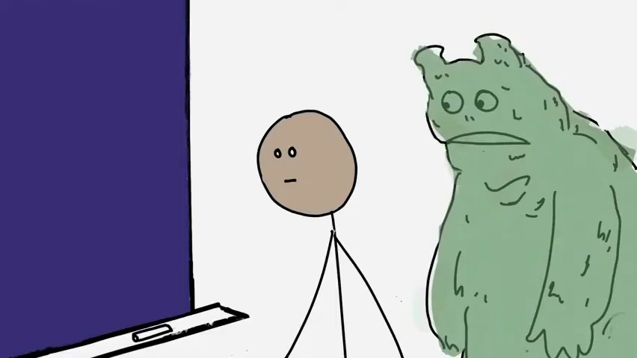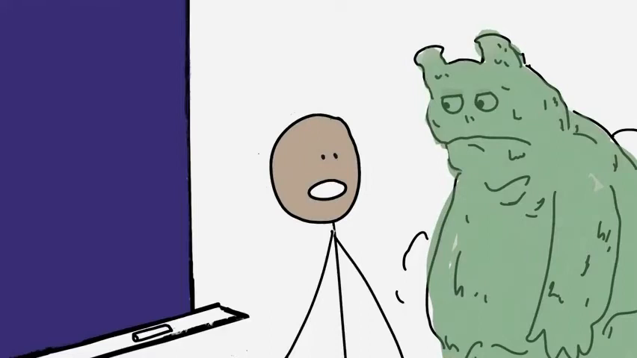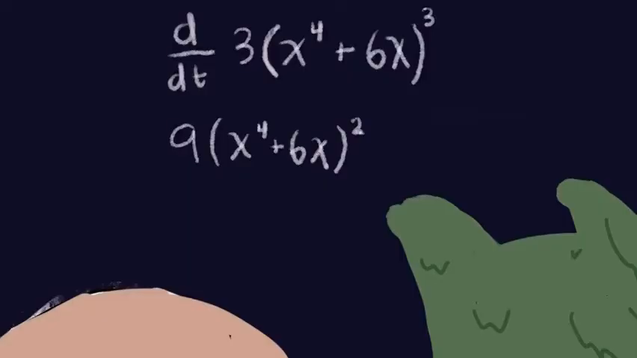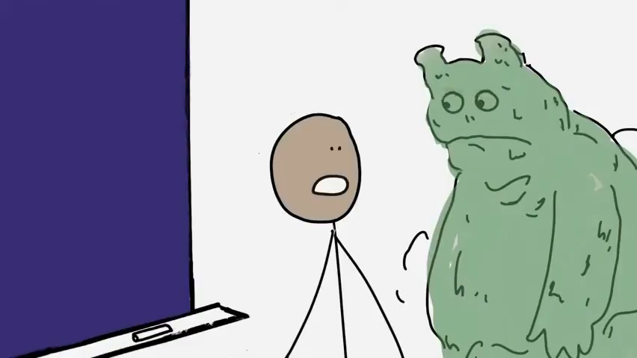No, that's not gonna work. Wait, Math Goblin? What are you doing here? Your answer, it's wrong. What do you mean? I used Power Rule. I'm sorry, Joe. Power rule's just not gonna cut it here. Okay, well, then what do I do? Well, you need to use chain rule.